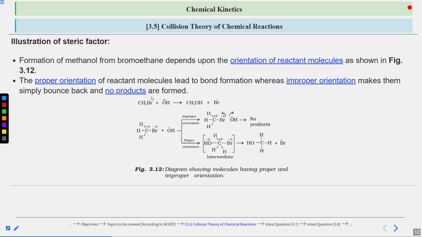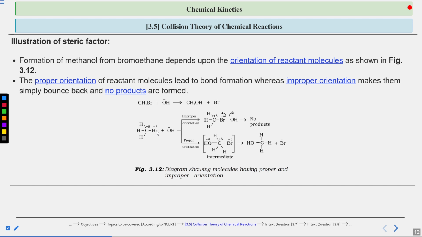So if we have a molecule of bromomethane, that is CH3Br, and you are reacting it with the hydroxyl ion, it is converting to CH3OH, methanol, and also releasing one bromine ion, right? Now, if you are taking this bromomethane and hydroxyl ion and you are doing improper and proper orientation between the reactant molecules, what are the cases and what are the products that you are getting in both cases? So in the proper orientation, the intermediate is forming like this.